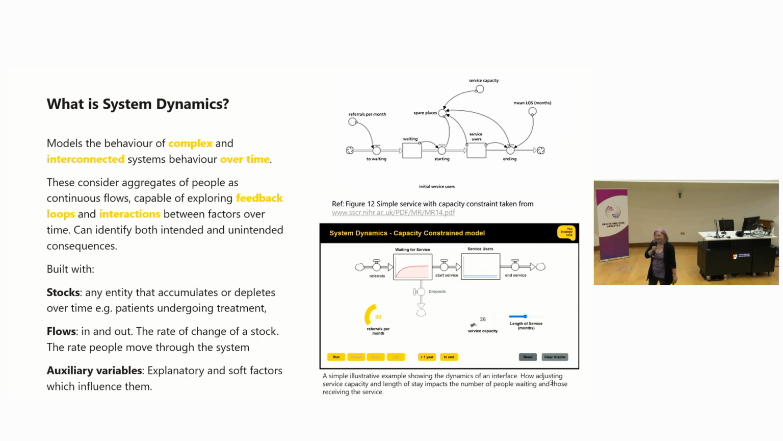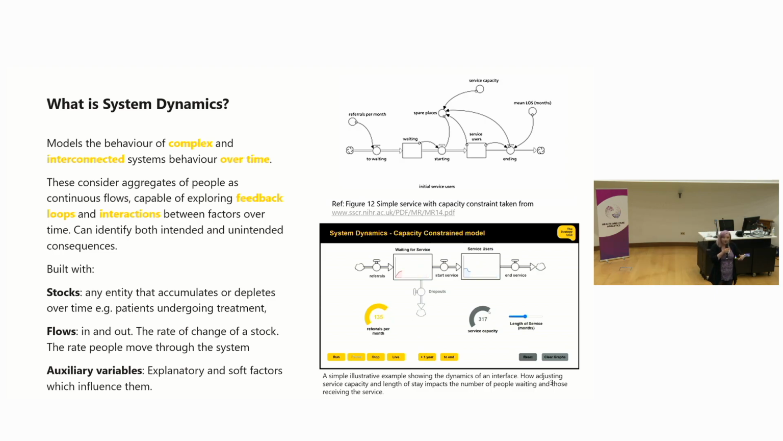Easy, right, from there? Okay. These models model the behaviour of complex and interconnected systems, and they look at the behaviour over time. So these aren't static. We're looking at the flow through these models. And within these models, the patients or the people or whatever entity you're having flowing through your model is considered as a continuous aggregate flow. Within these models, you can make them quite complex, so you can have feedback loops. You can look at the different interactions between the factors over time. And that means that you can model these complex systems in a way that you couldn't in a spreadsheet or other forms of modelling. It's not entirely linear.